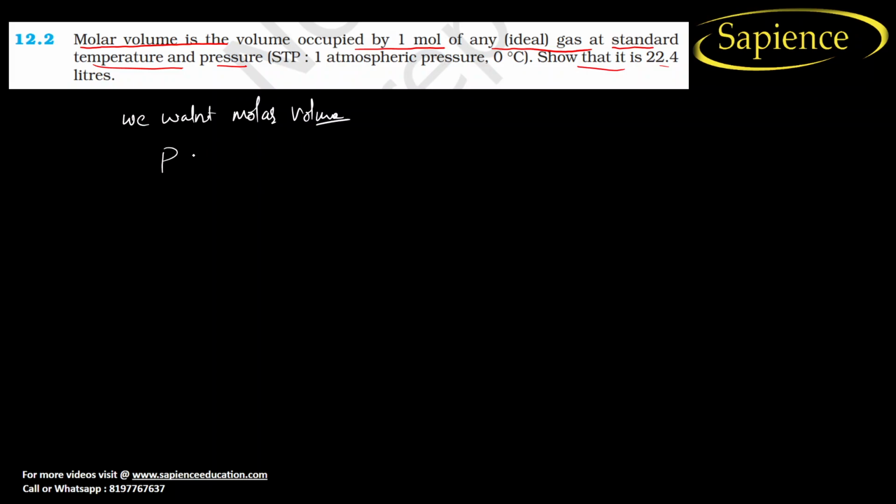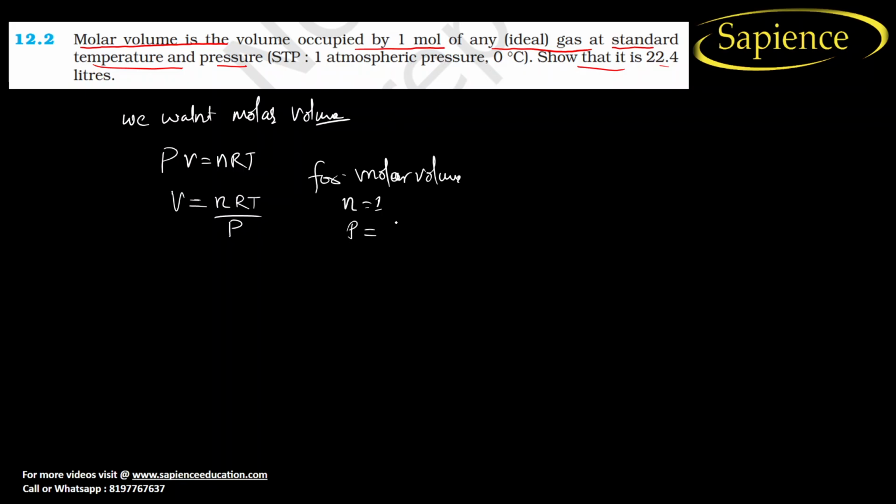So we know the formula PV is equal to nRT, where n is the number of moles. Now we want molar volume V such that the number of moles is equal to 1. So V is equal to nRT by P. For molar volume, n is equal to 1.